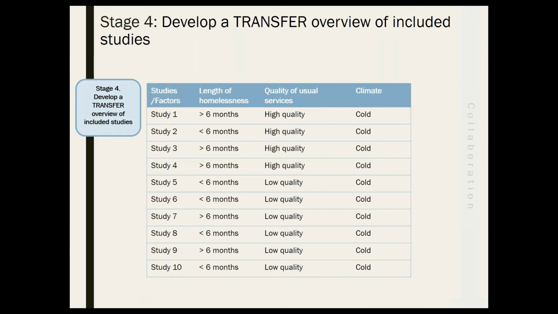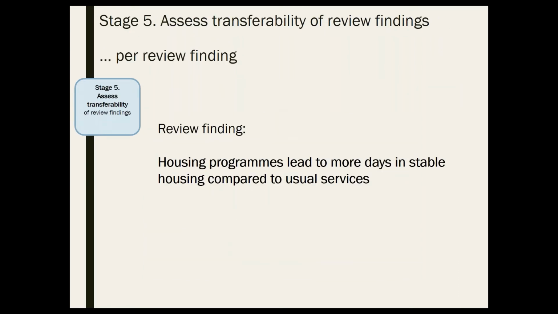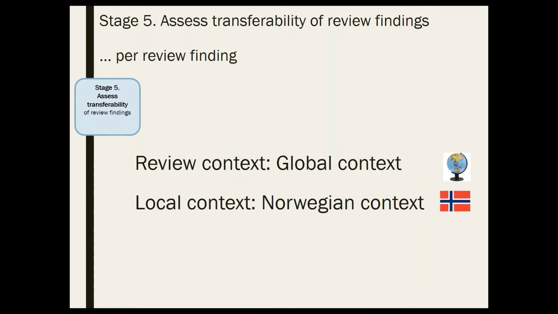Those 10 studies have many characteristics, but with respect to the transfer characteristics, you can see that some of them have greater and less length of time homelessness. Some of them have higher and lower quality usual services, but all of the studies come from colder climates. So we're assessing the transferability of the review findings for each review finding. We would do this for a global context and in a region context. I'm going to spend the next few minutes going through how we would do it for a Norwegian context.